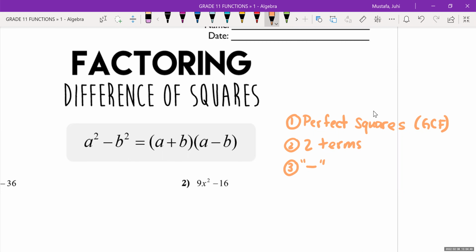And to factor that, basically, you're just going to get two conjugates. Remember, we talked about that word a couple of days ago. Conjugates are when you have the exact same numbers, except one's a positive bracket, one's a negative bracket.